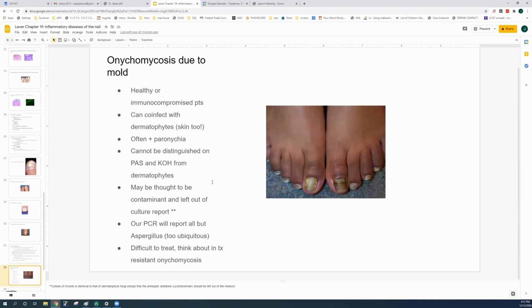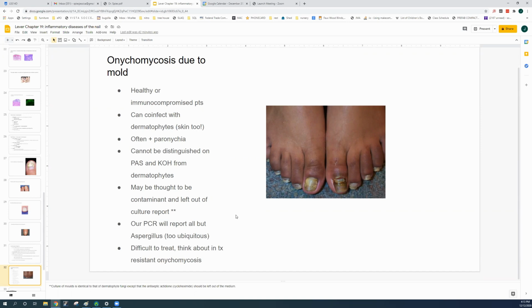And it may be thought to be a contaminant when you send it for culture and left out of the culture report, because some molds are very ubiquitous in the environment, such as aspergillus, and so they can be thought to be contaminants. So this is part of the reason that we have the PCR up and running in our lab now.